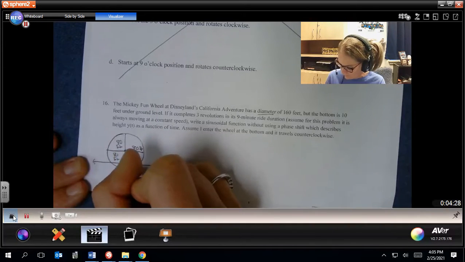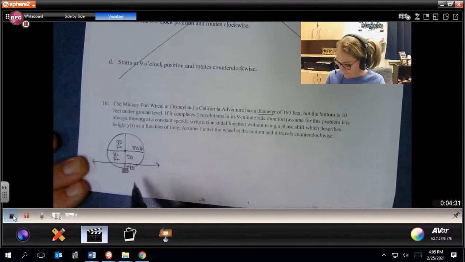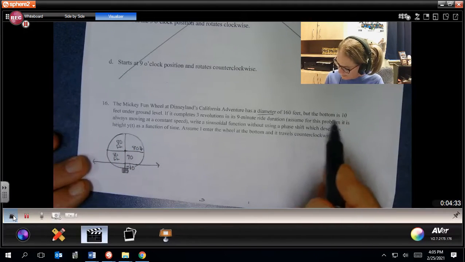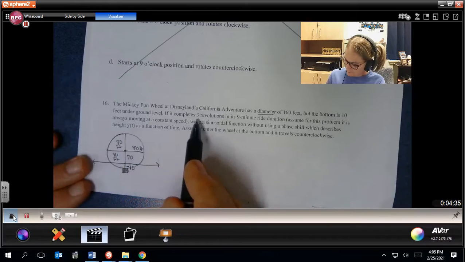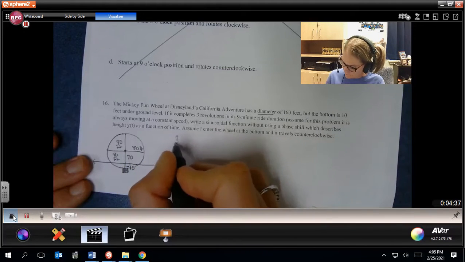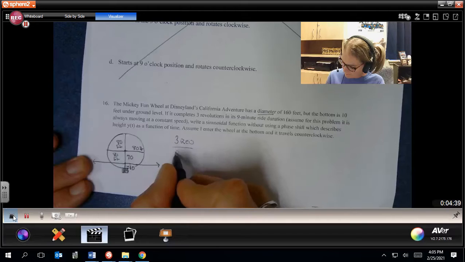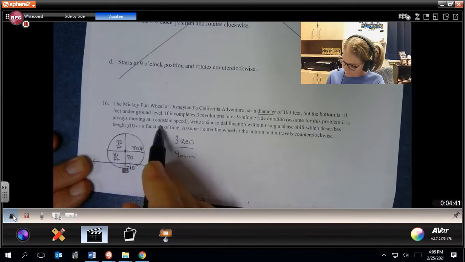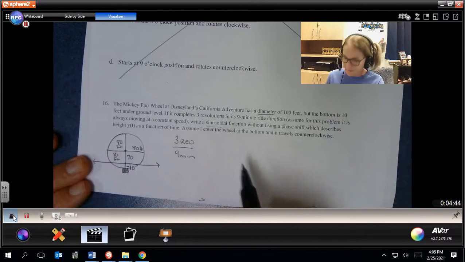So there's our little bucket. Well, assuming we start at the bottom, let's see. Bottom is 10 feet underground, yes. Completes 3 revolutions in a 9-minute period, so 3 revs per 9 minutes. Moving at constant speed, that's good. Write a sinusoidal, that's sine or cosine.